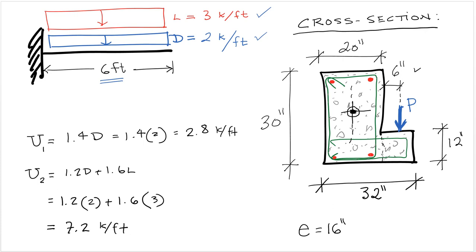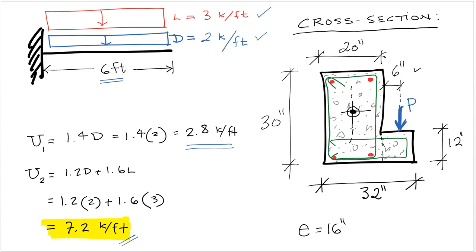We proceed to compute the two corresponding load combinations for this situation, which are 1.4 dead, which results in 2.8 kip per foot, and 1.2 dead plus 1.6 live, which results in 7.2 kip per foot. And that is our controlling load combination because it results in the highest load per linear foot. The cross section of the beam is shown here on the right.